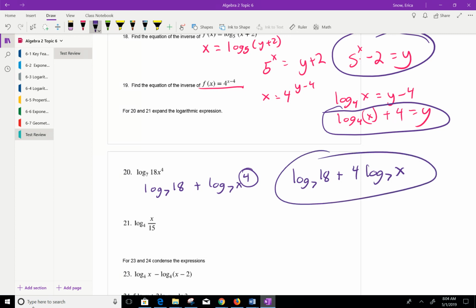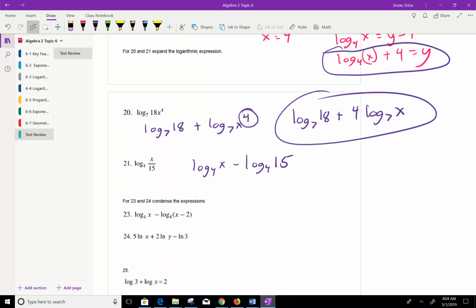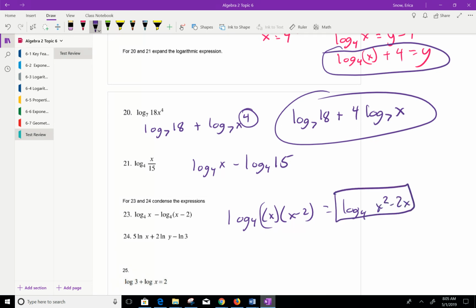Then here, this one's even easier. Log base 4 of x minus log base 4 of 15. And we're done. No exponents in that one. Okay, with 23, we're going to condense. So we're going to get log base 4 of x times x minus 2, which becomes log base 4 of x squared minus 2x. And we're done there.